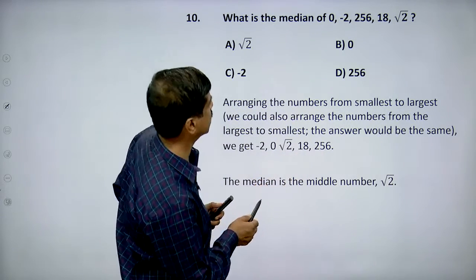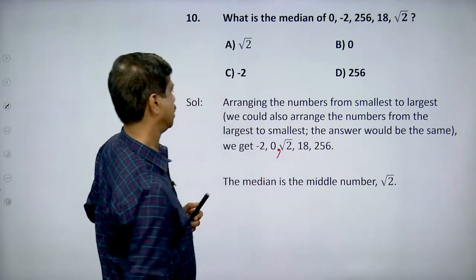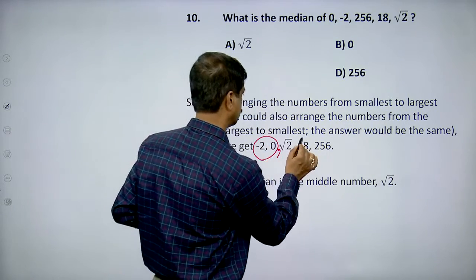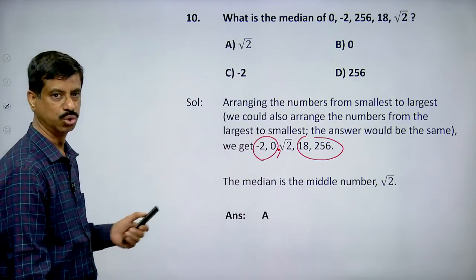So how many numbers are there? Okay. So middlemost term is what? Here you have 2 terms and here you have 2 terms. So middlemost term is root 2. Therefore median should be root 2, children.